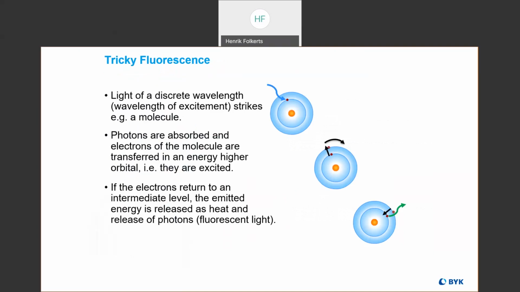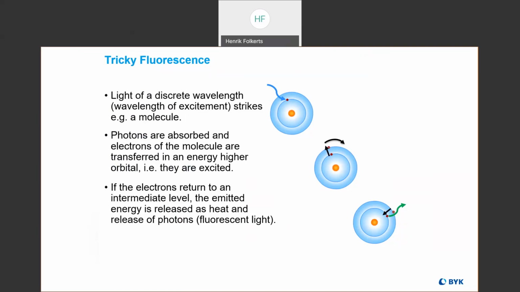So fluorescence, real quick, is just when a molecule or an atom, when an electron absorbs a photon. So that's what's happening in the first picture. A photon is striking this electron that's orbiting the nucleus. And because that photon is of just the right energy, just the right wavelength, that electron is able to absorb its energy and jumps up to a higher orbital.